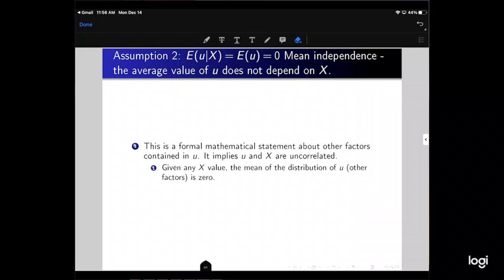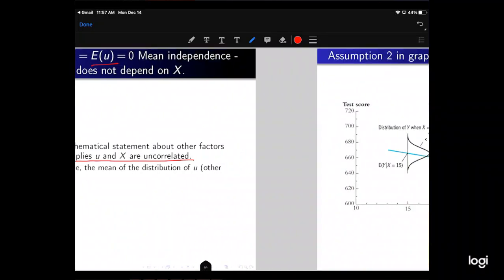Assumption number 2: the expected value of u conditional on x, remember this line here means conditional on x, is equal to the expected value of u, which is equal to 0. So this is using the first assumption, and this is called mean independence. The average value of u does not depend on x, and this is a formal mathematical statement about other factors contained in u, perhaps the most important assumption when we run a regression. It implies that u and x are uncorrelated. Given any x value, the mean of the distribution of u is 0.